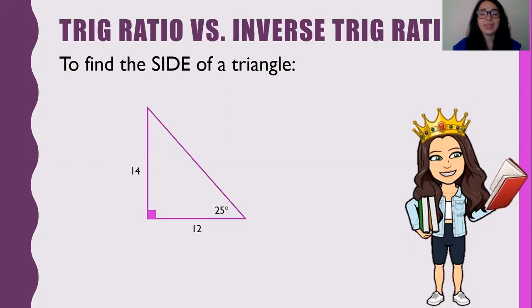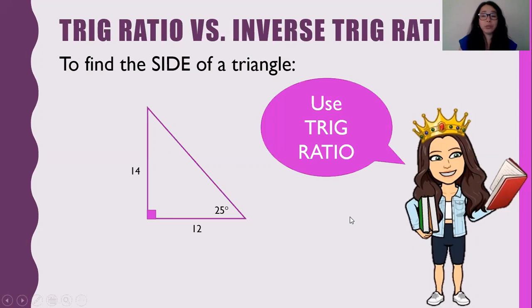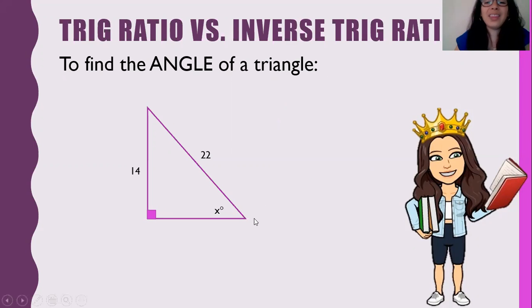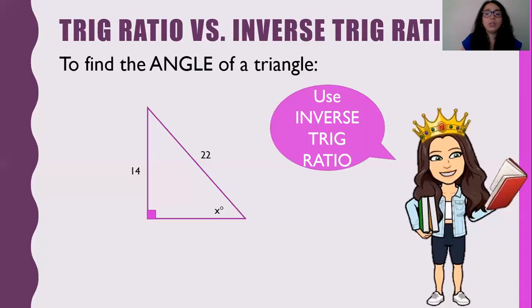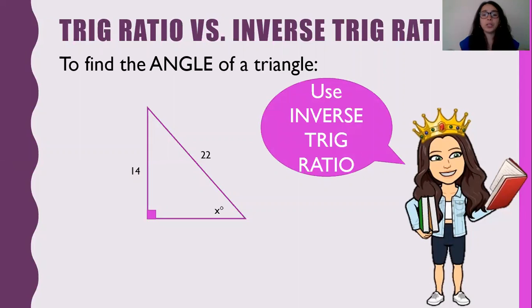So if we're trying to find the side of a triangle, we use what's called trig ratio. We use the original one, the one we've been using so far. But let's say I'm trying to find the angle of a triangle. So let's say x is this right here, where it says x degrees. We don't know what the degrees are. That's when we use what's called inverse trig ratio, which is what we're gonna do today. So again, whenever you're finding the length of the side, you use a regular one. Whenever you're trying to find the angle, you use this new one.